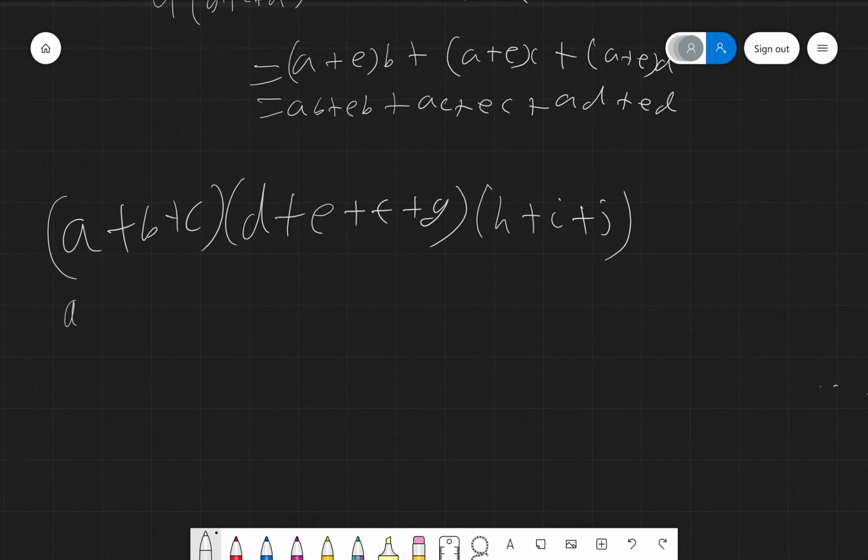So we're gonna have ADH. Oh, wait, let me do it here. ADH, right? We do the first times the first times the first. Then we do the first times the second times the first. Wait, yeah, no, we're gonna do the first times the first times the second. Sorry. So ADI plus first times third, ADJ.